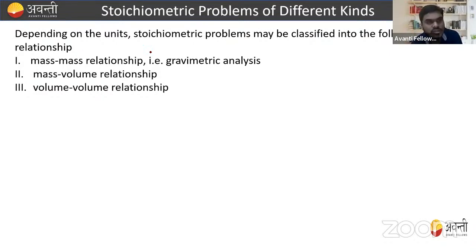Depending upon the unit, stoichiometric problems may be classified into the following relationships. And what is the relationship, beta? The first one is the mass relationship, or we say gravimetric analysis. The second one is the mass-volume relationship. And the third one is the volume relationship. So we are going to understand this as well. Try to solve one numerical from each way, so that we are able to understand the concept in a good way.